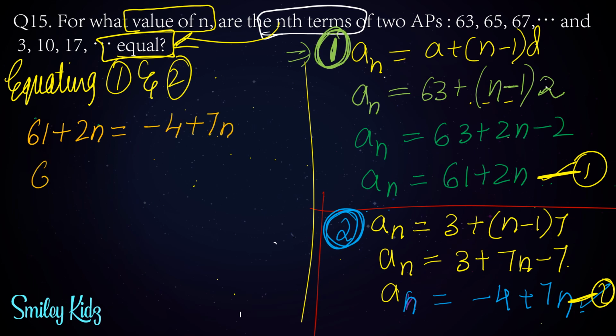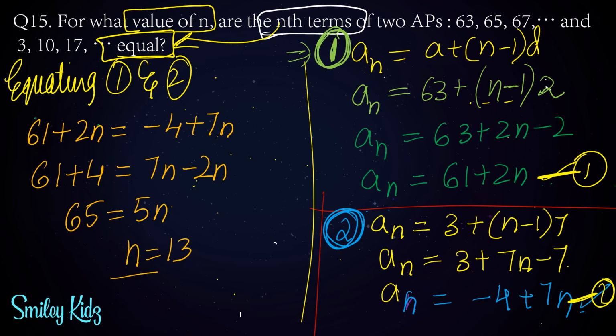This is going to be 65 is equal to 7n minus 2n, which is 65 is equal to 5n. And what is the value of n? n is equal to 13. That means for the value of n, the nth terms of the two APs are equal. For what value of n? n is equal to 13. So for the value of n as 13, the nth terms of the APs are equal.